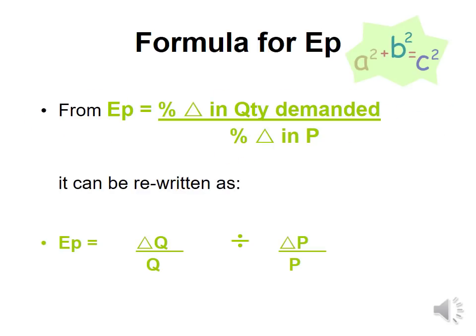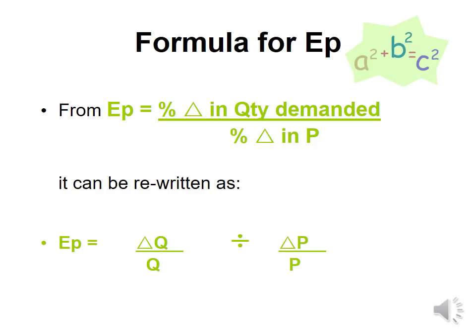Now you can have raw data that's given to you. When raw data is given to you, the formula can be rewritten as this: change in Q over Q divided by change in P over P. Some of you can read immediately that if you change this to a times, this will be inverted. Now keep to your version that you like, don't keep switching about. If I were you, I'd just stick to one version like this one, change in Q over Q divided by change in P over P.